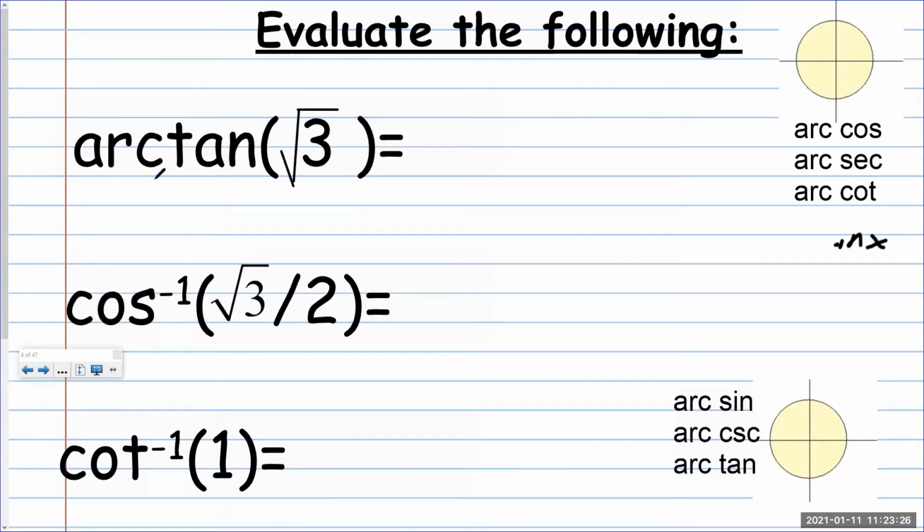If you were given arc tangent of square root of 3 is equal to something, let's just call this something x. So we're trying to solve for x, right? Do you guys agree that this is the same thing as tangent x is equal to square root of 3?